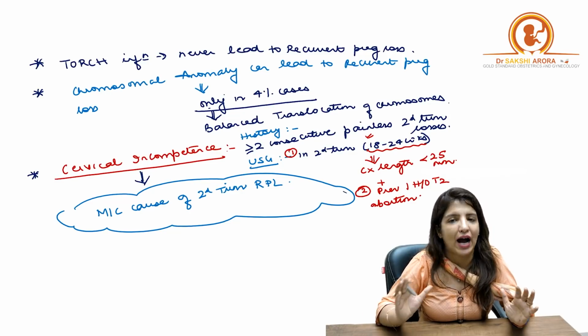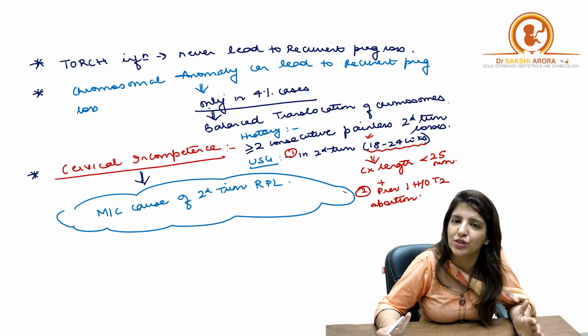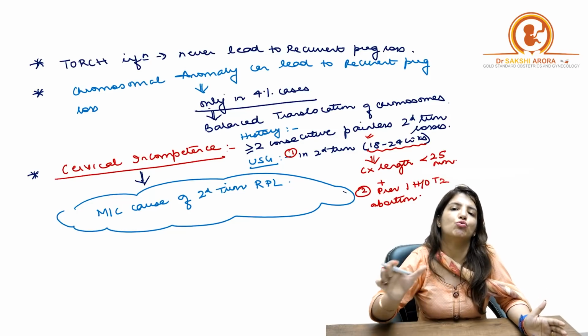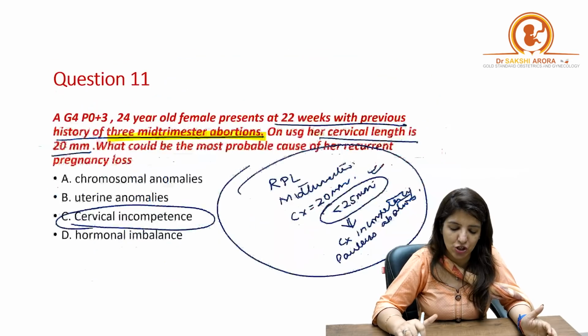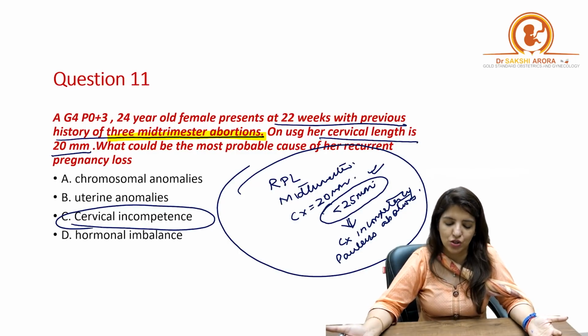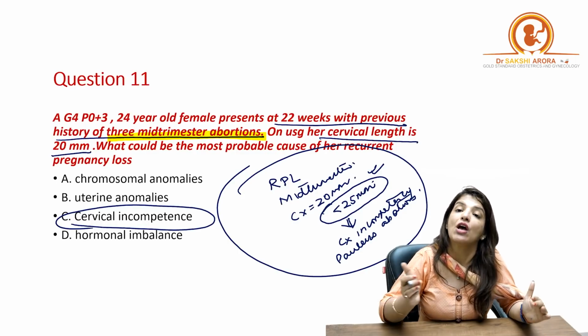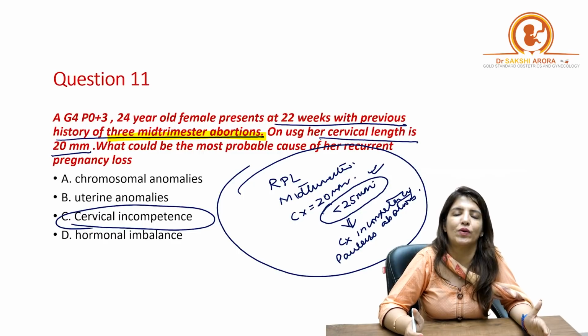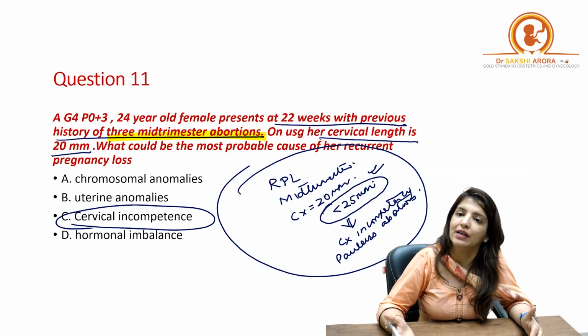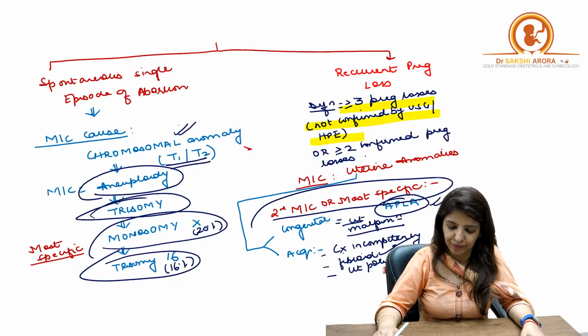For cervical cerclage, the ideal time is between 14 to 16 weeks, but it can be done any time between 16 to 24 weeks. So this patient over here was coming to you at 22 weeks with a previous history of 3 mid-trimester abortions. On ultrasound, cervical length is 20 millimeters. That definitely is an indication for doing cervical cerclage, right?